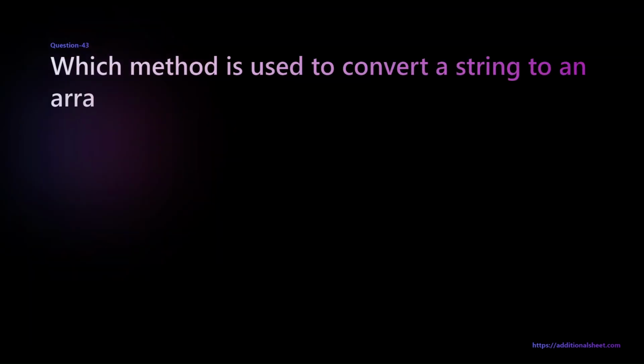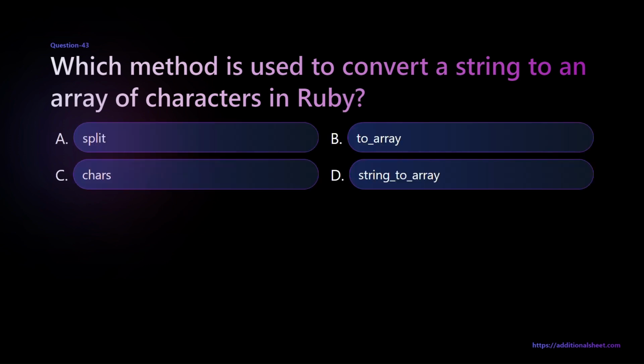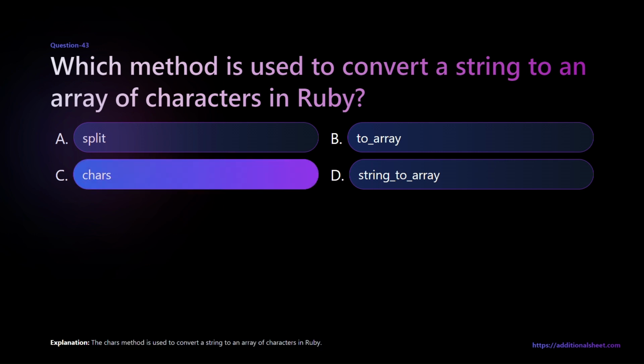Which method is used to convert a string to an array of characters in Ruby? Option A, split. Option B, to_array. Option C, chars. Option D, string_to_array. The correct answer is option C, chars.